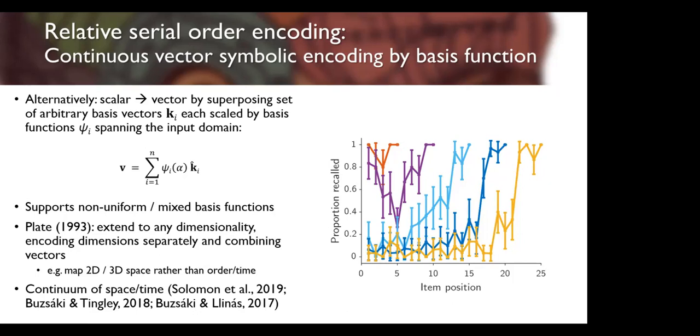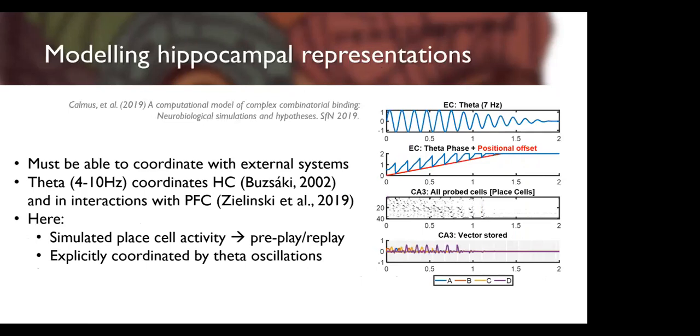As with Plate's method, this method can be extended from just encoding scalars to work with input domains of arbitrary dimensionality. This would allow the same kinds of representations and mechanisms that one might use to encode, say, the position of a rat in a maze in 2D, to also be applied to, for example, remembering a telephone number in 1 dimension, time. This kind of thinking is concordant with a lot of evidence on the continuum of space and time encodings in the hippocampus. Ultimately, this allows the hippocampus to potentially occupy a more generally useful and central role within a cognitive model. So let's talk a bit more about the hippocampus.